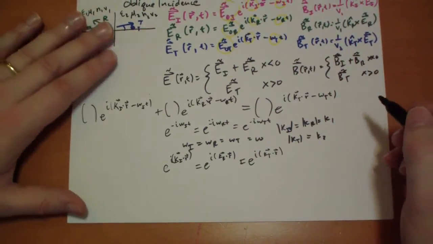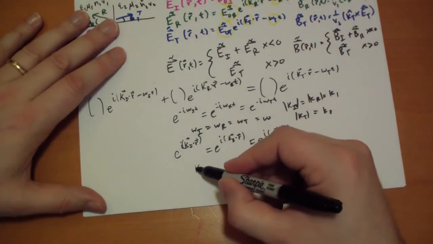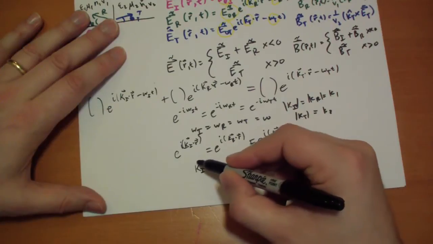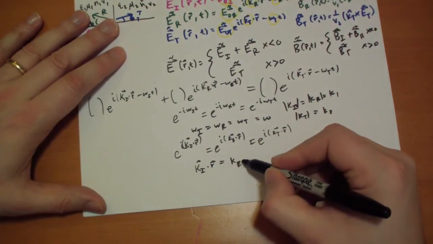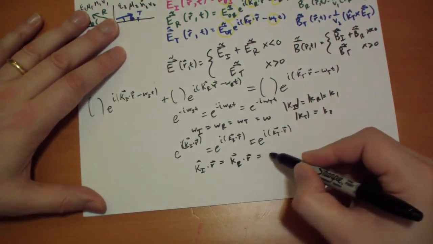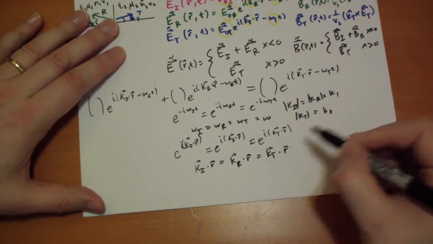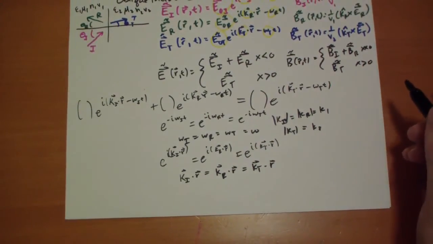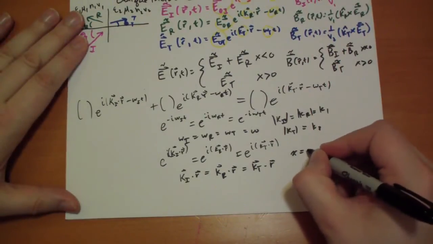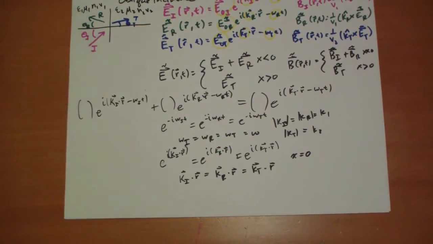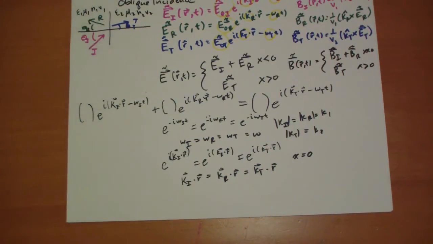Okay, and so this says that basically kappa I dot r has to equal kappa r dot r has to equal kappa t dot r. Okay, and that's for x equals 0. That only applies at the boundary, right here. That's where we're applying the boundary conditions, so x equals 0.